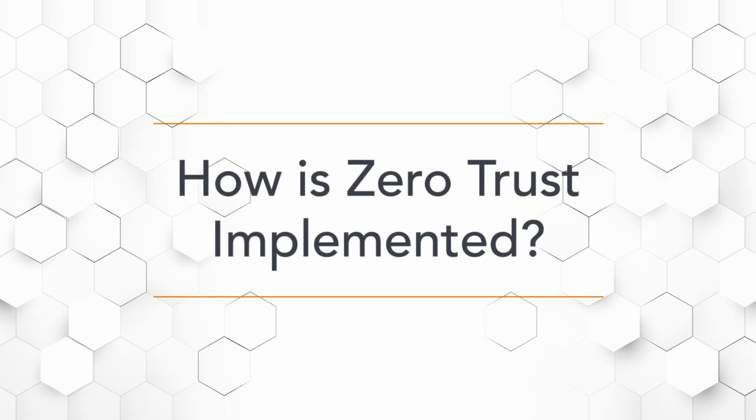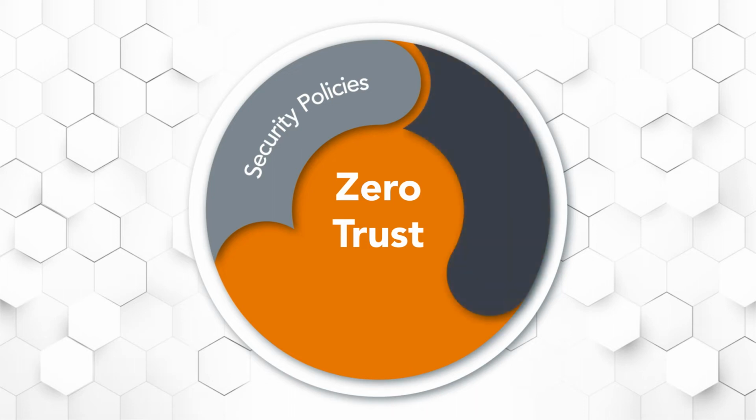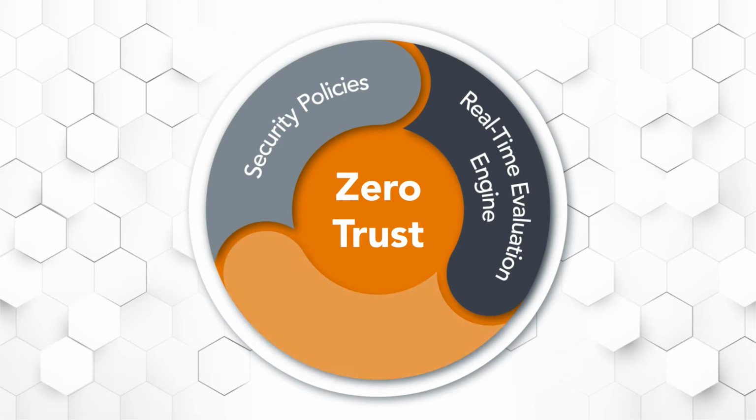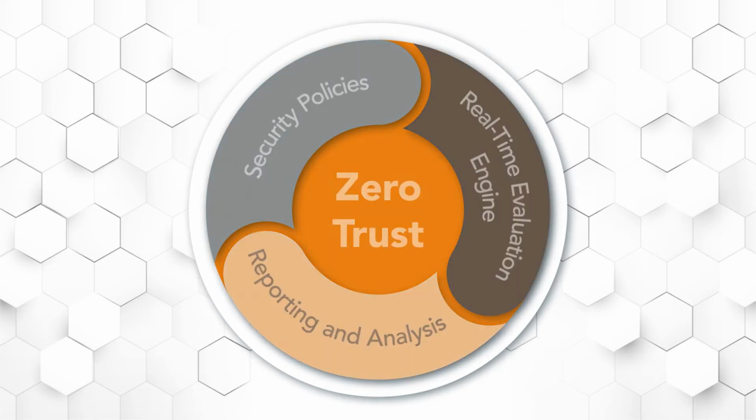How is Zero Trust implemented? The three core capabilities underlying Zero Trust are security policies to clearly document what will or will not be allowed on the network, real-time evaluation to implement the resulting security policies, and reporting and analysis tools to determine the risk associated with each connection and, when necessary, taking appropriate protective action.